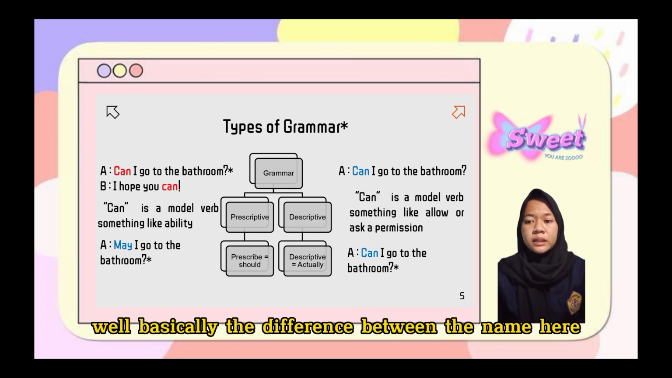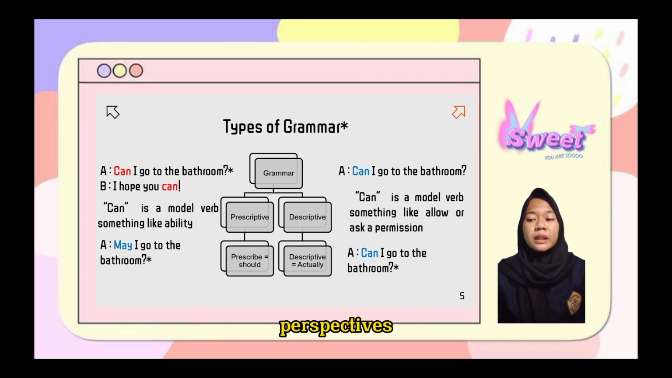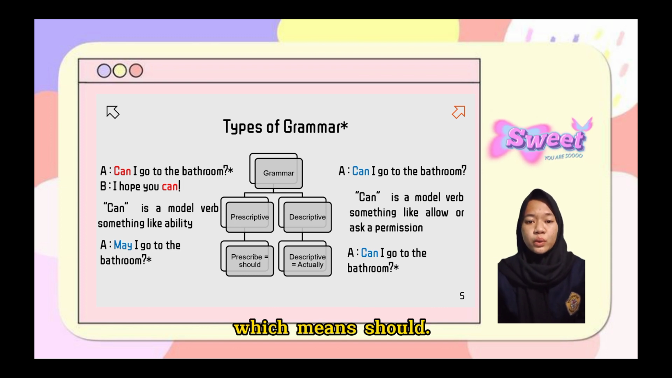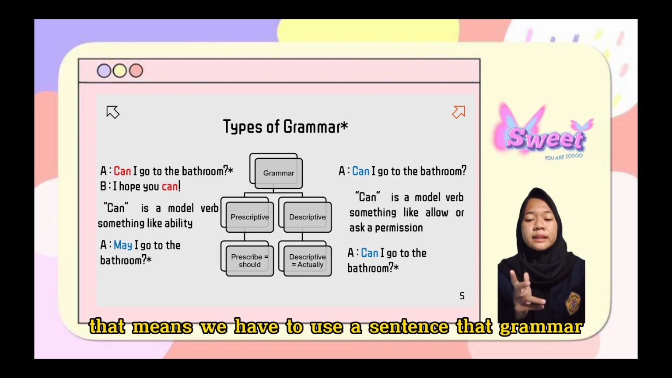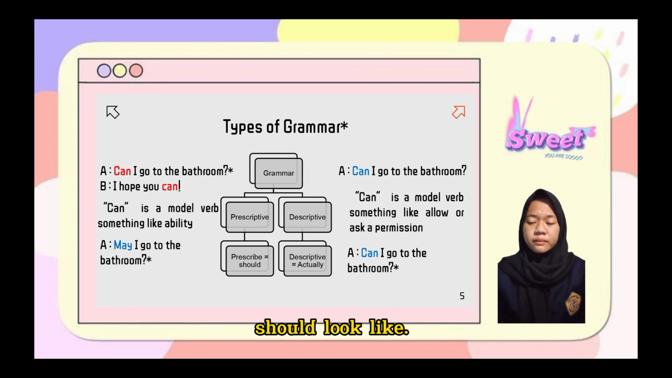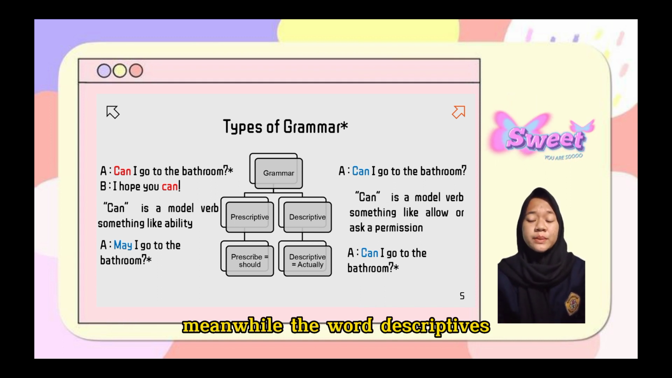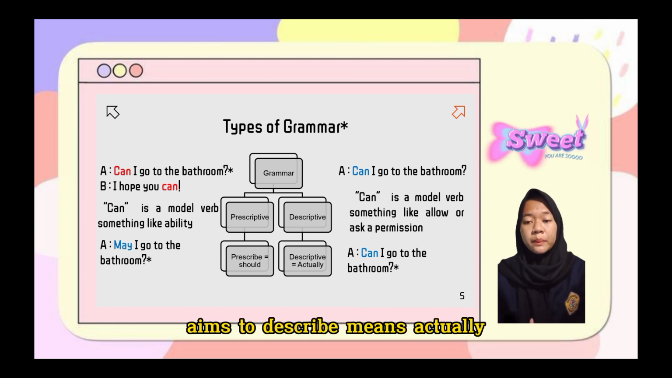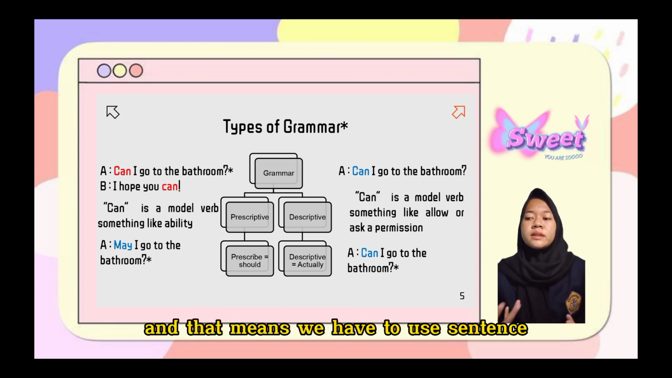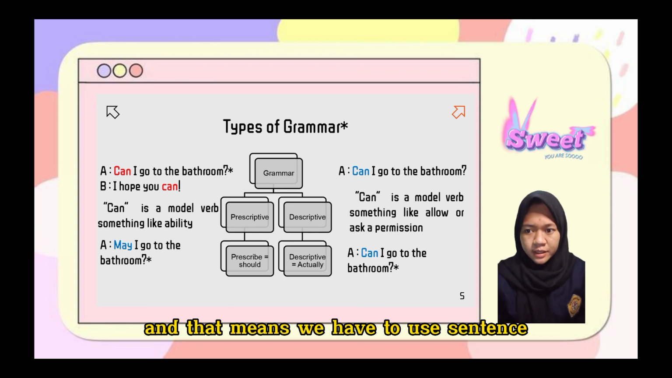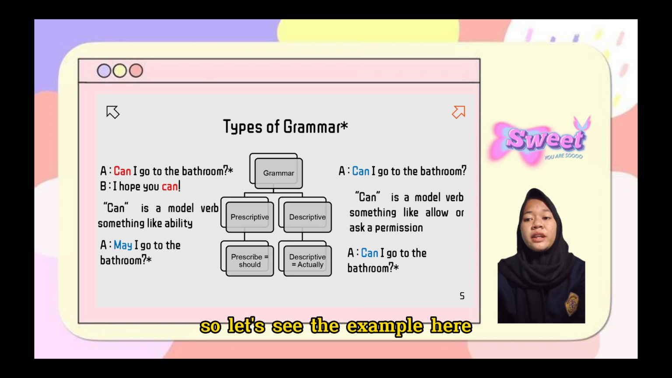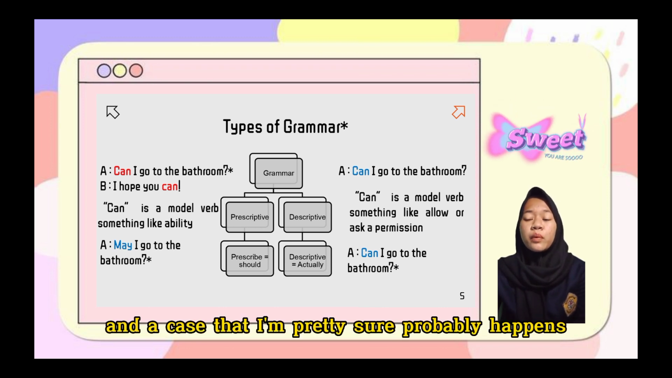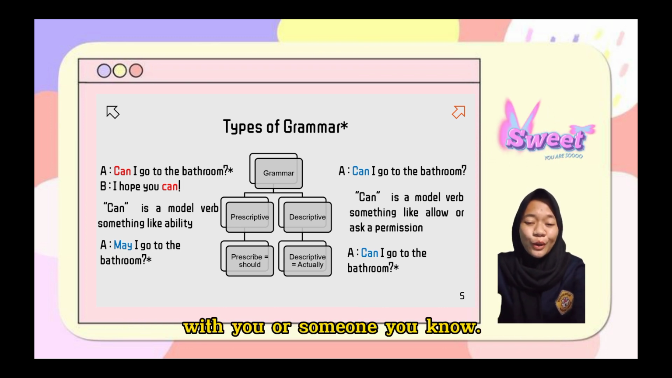Well, basically, prescriptive aims to prescribe, which means should. That means we have to use sentences the way grammar should look. Meanwhile, the word descriptive aims to describe, which means actually, and that means we have to use sentences the way grammar actually looks. So let's see an example here, a case that I'm pretty sure probably happens with you or someone you know.